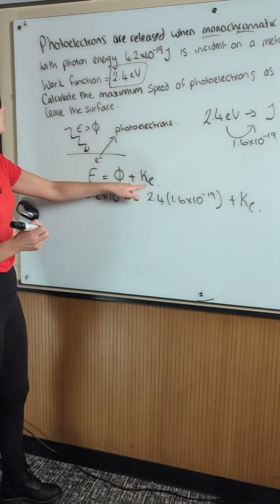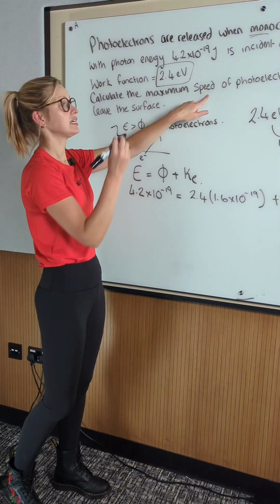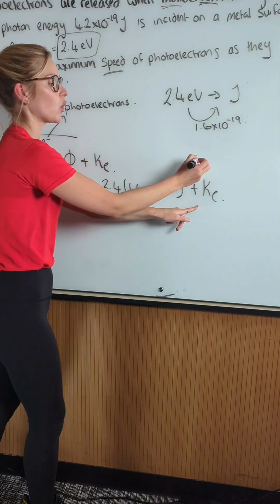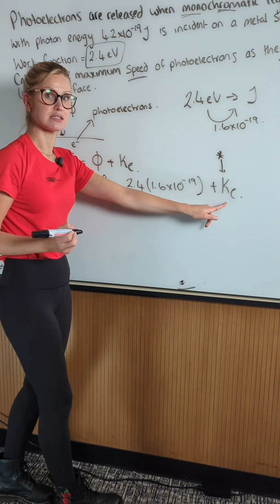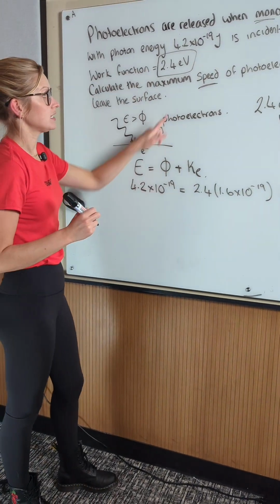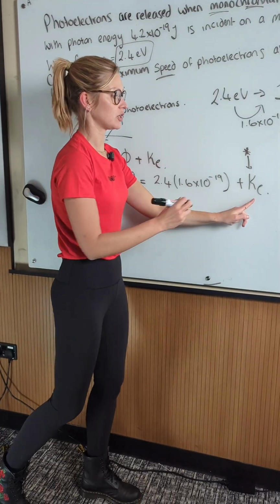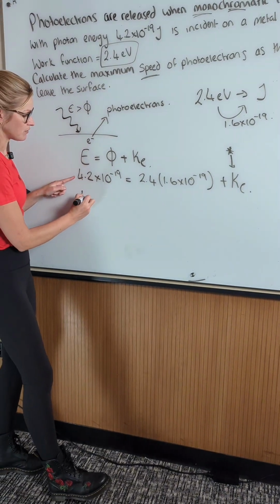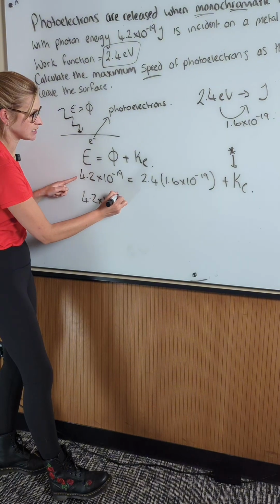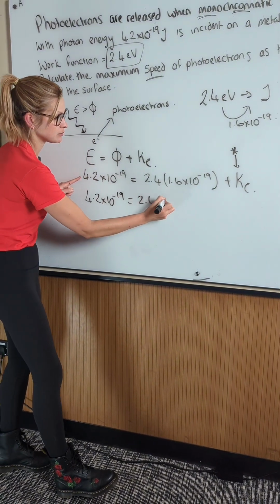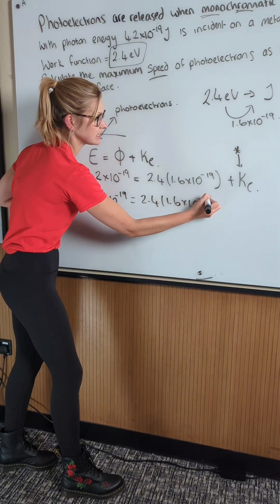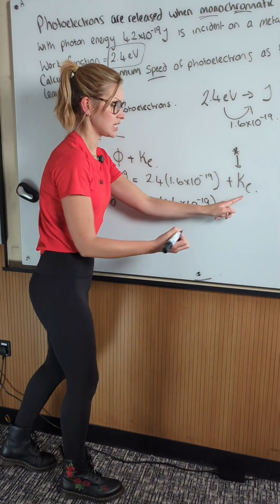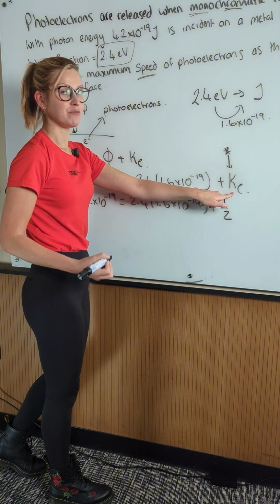Okay, and that's the whole point. We're trying to figure out what the maximum speed is. Okay, and I know anything that is moving, anything that has a speed, has kinetic energy. So this is the whole point of my question, trying to figure out what that number is. Okay, so again, because it says speed, I'm going to simplify this now because I know kinetic energy is a half mv squared. So I have 4.2 times 10 to the negative 19 equals 2.4 times 1.6 times 10 to the negative 19. And again, we want to have speed in our equation now. So instead of writing kinetic energy, I'm going to write a half of mv squared.